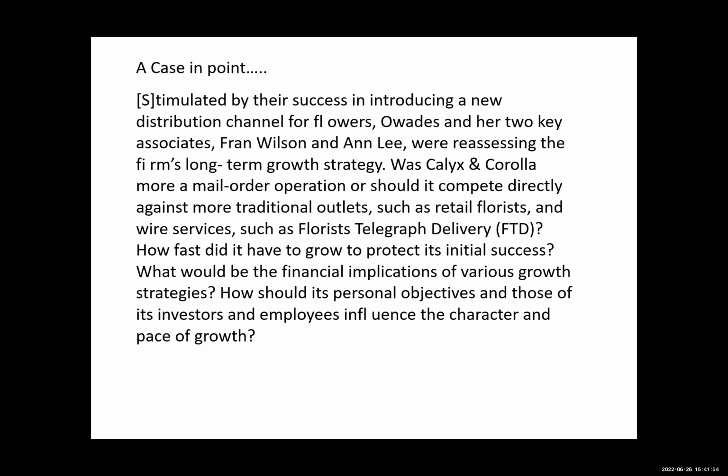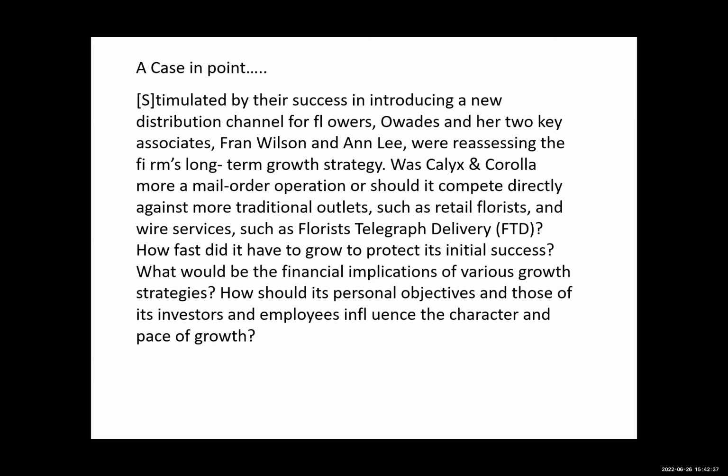look at this as a case study. Stimulated by their success in introducing a new distribution channel for flowers, Bovids and our two key associates, Wilson and Lee, were reassessing the company's long-term growth strategy. Was Calyx and Corolla more a mail order operation, or should it compete directly against more traditional outlets such as florists, wire services, and FTDs? How fast did it have to grow to protect its initial success? Mind you, read this carefully. Okay. Initial success, stimulated by their success, right?